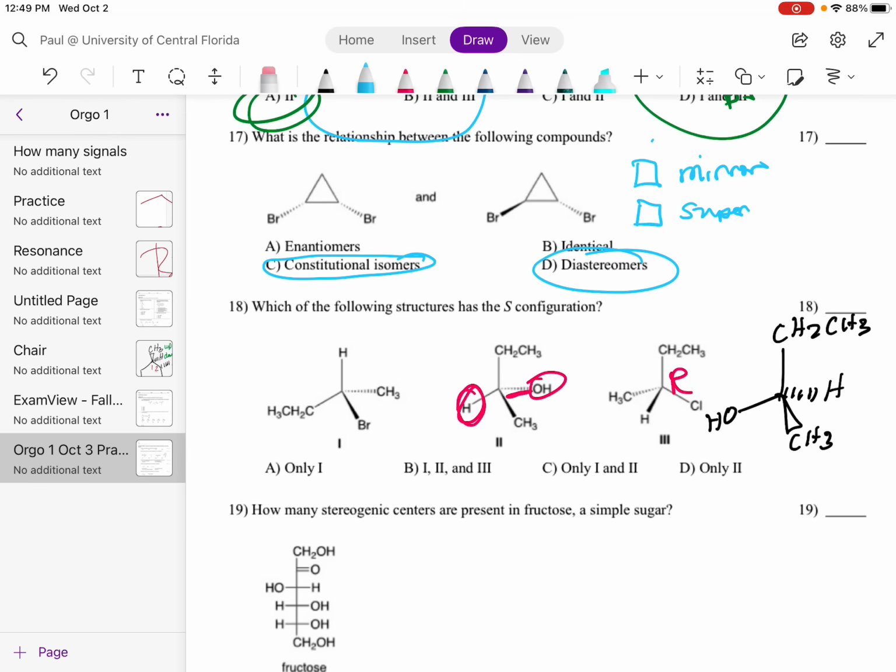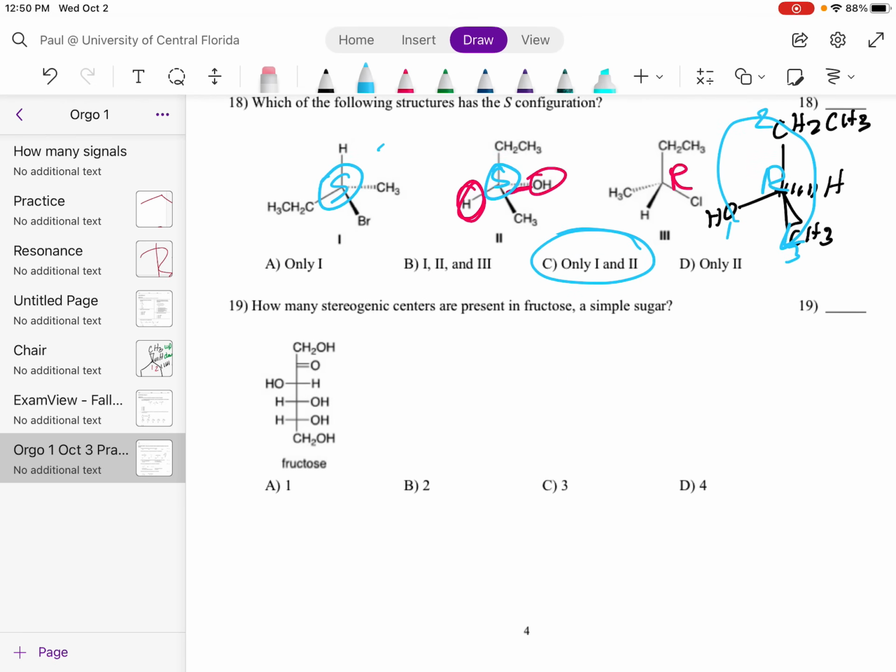If we prioritize that would be 1, 2, 3. We're going in the clockwise direction, so that makes this molecule R. And because this molecule that I just drew is R, and that came from this guy, then that has to be the opposite. So that has an S configuration. And when you do that same process to this molecule here, you'll find that that is also an S as well. So the correct answer is that guy.